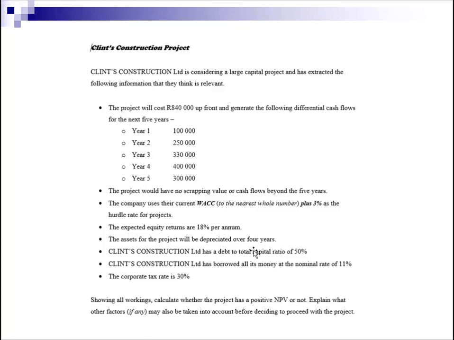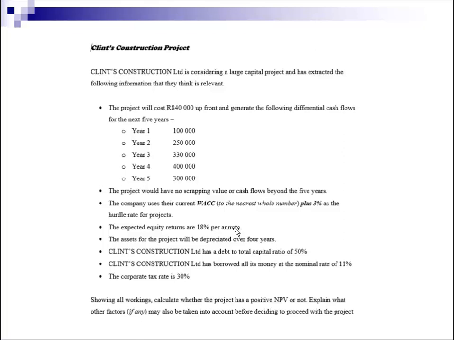The business has a debt to total capital ratio of 50%. That says to me half of the funding for the business, and likewise for this project, is in equity and half is in debt. So they're going to borrow half of the money. Clint's Construction has borrowed its money at a nominal rate of 11%. In other words, that's the rate that the bank is charging, and we are to assume that the tax rate is 30%.